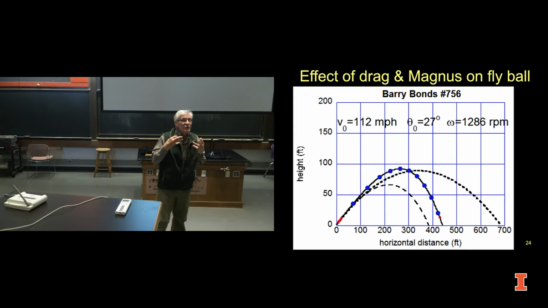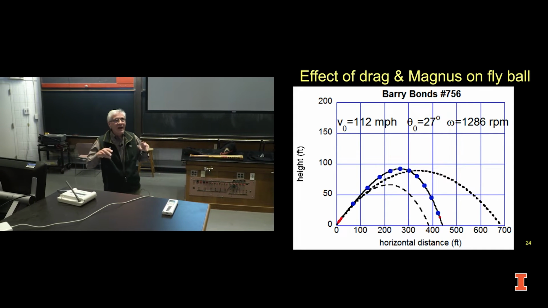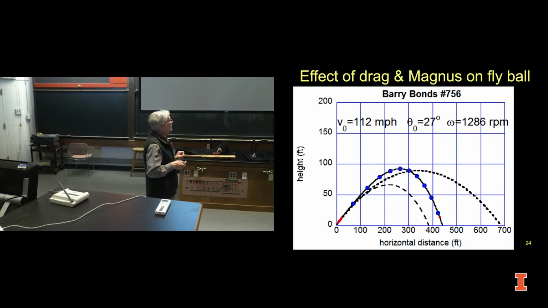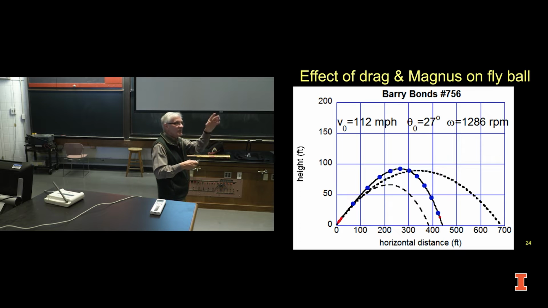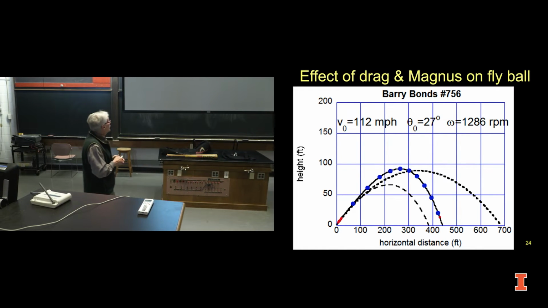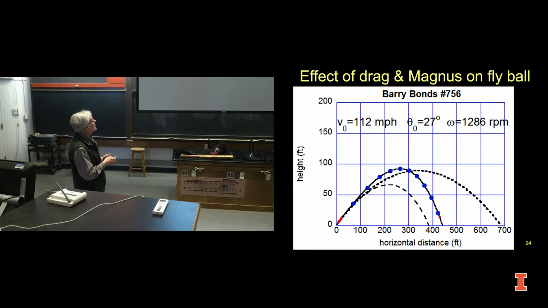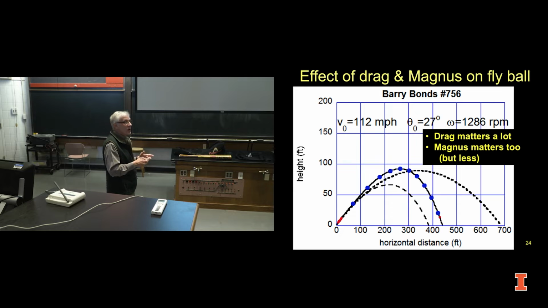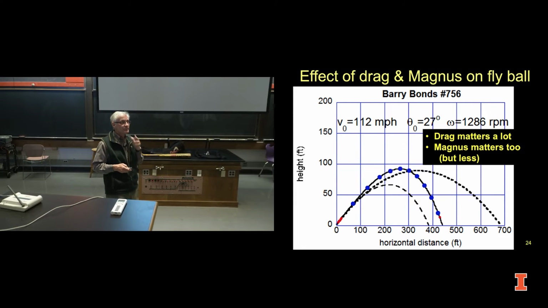So you can see in the real life situation of baseball, when you say neglecting drag, that's not a very good approximation. Now, if you also neglect the lift you get from the backspin, from the Magnus force on the ball, so you include the drag but neglect the lift, you see that has an effect too, but it's nowhere near as great. Drag matters a lot. The Magnus force also matters, but not nearly as much.